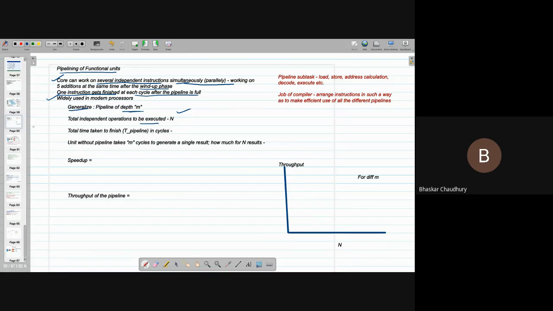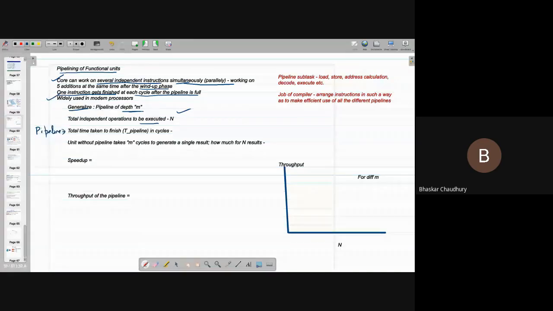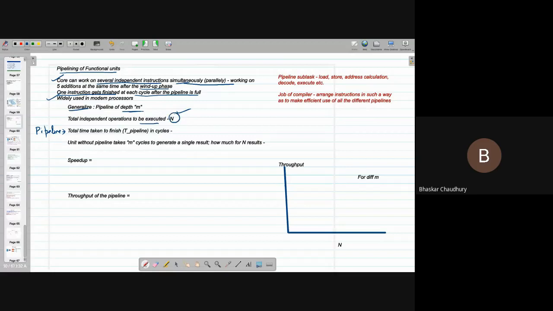Suppose you have a pipeline. I'm just writing it here. You have this pipeline in your architecture. So what will be the total time to finish these n operations? M plus n minus 1. Exactly, m plus n minus 1.